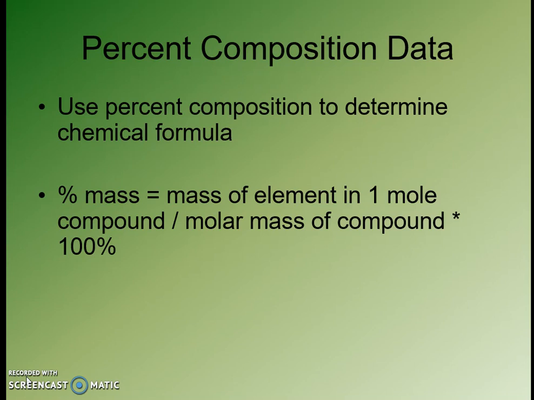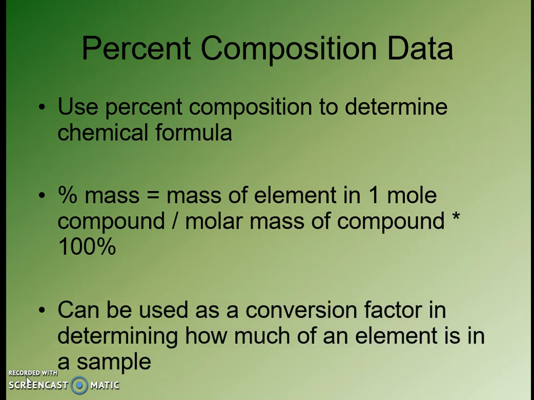So we can take the mass of the element within 1 mole of that compound divided by the mass of the entire mole of that compound times 100%, again putting part over whole, and you can get the percent by mass that way also. And since that is a constant ratio, we can actually use that as a conversion factor. If I know that it's 45% by mass of oxygen and I had 150 grams of that compound, then I know that there are 67.5 grams of oxygen in that 150 grams of the compound.